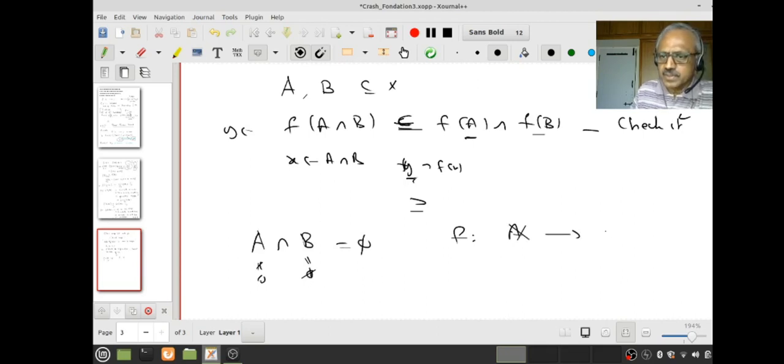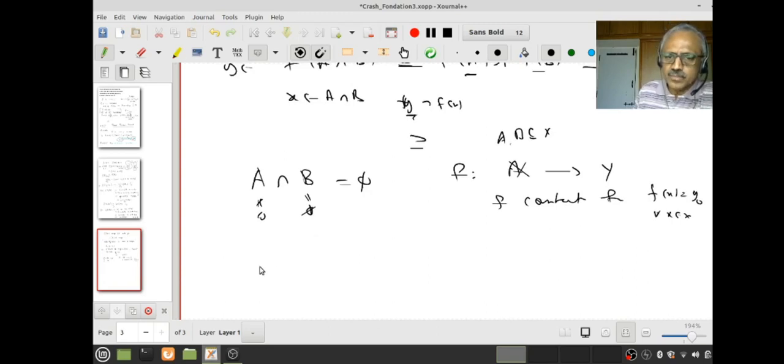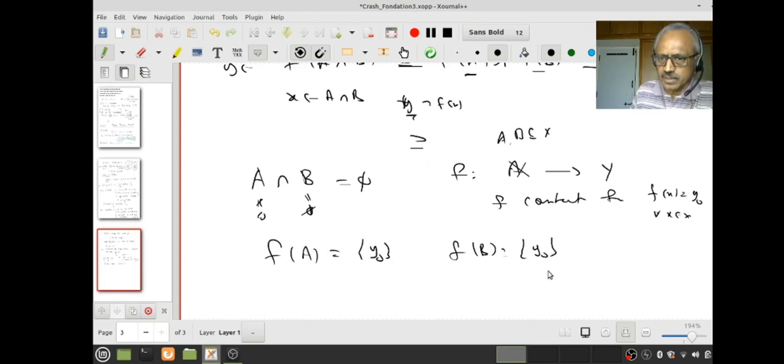And suppose f is a function from X to Y, and A and B are subsets of X, and suppose f is a constant function. That is, f of x is equal to y naught for all x in capital X. Then what is f of A? Remember, A is non-empty, therefore f of A will be the singleton y naught. What is f of B? That is again, B is non-empty, therefore that will also be the singleton y naught.